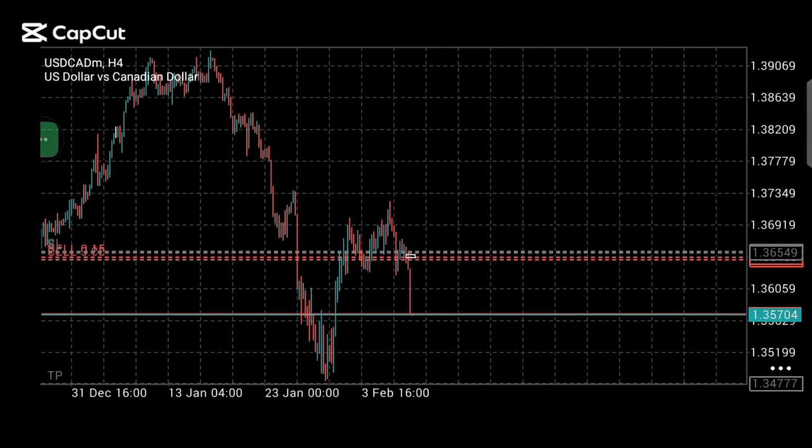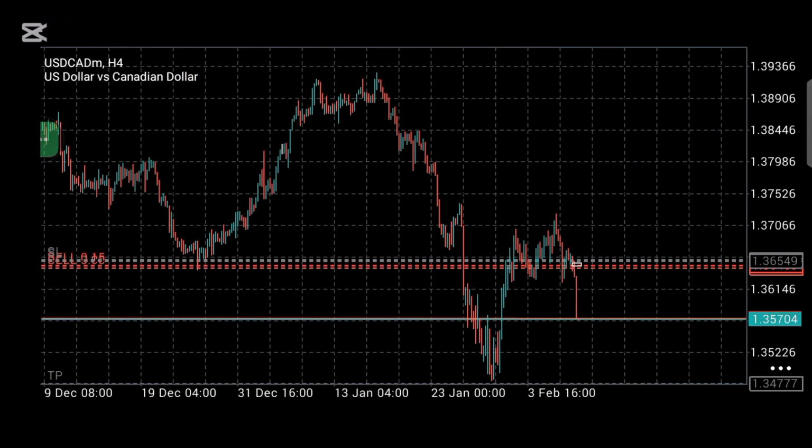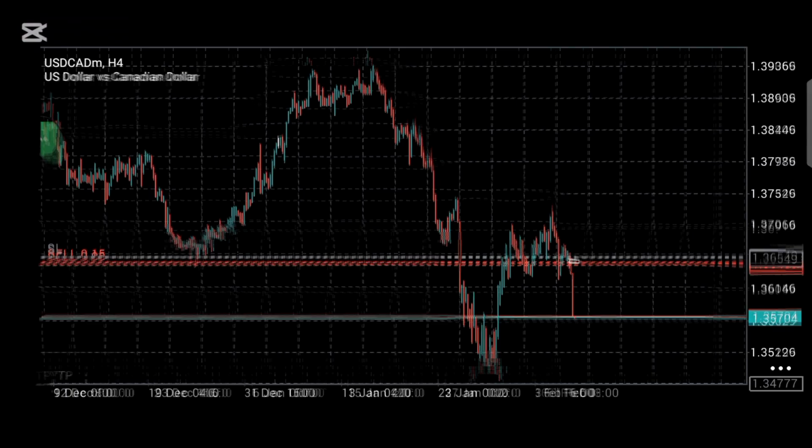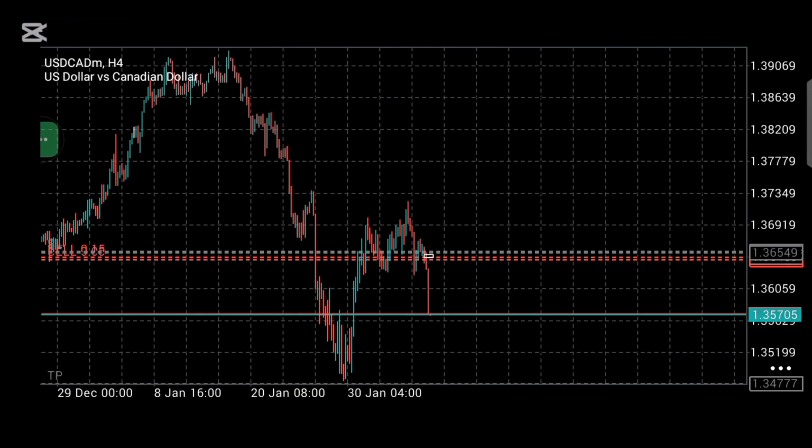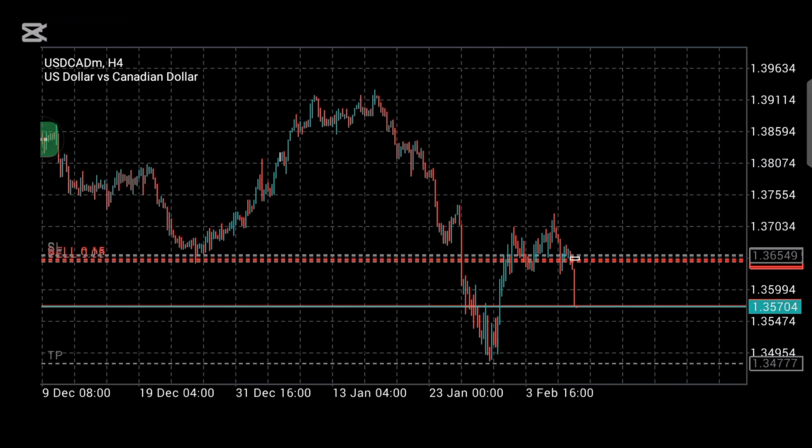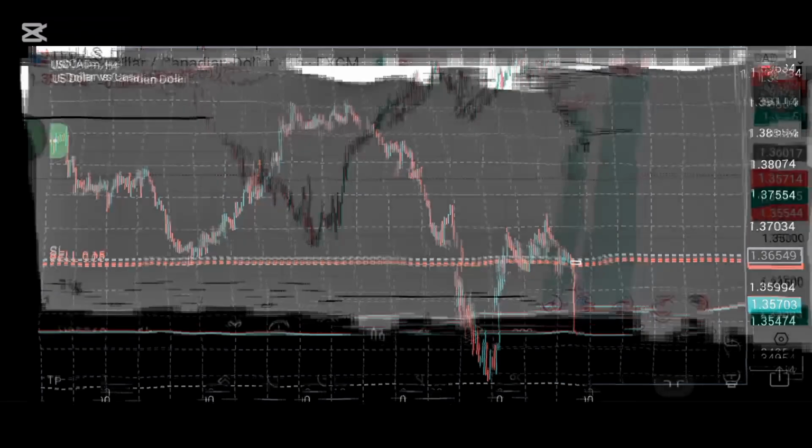Okay guys, welcome back to the channel, and let me run you through this trade I took here on my MT5 using ICT strategy. So I will take you to TradingView, then take you on with the analysis.